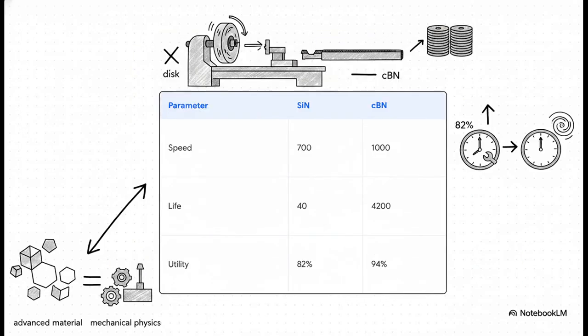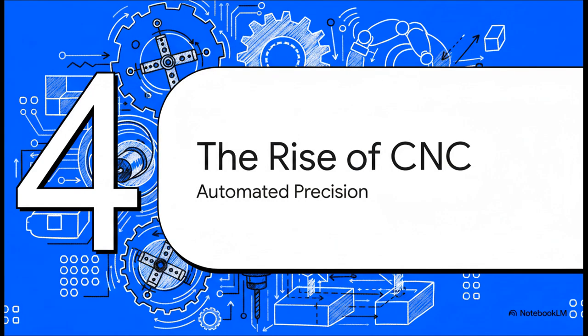The data on this is just incredible. By simply upgrading the cutting tool material from silicon nitride to cubic boron nitride, a manufacturer skyrocketed their tool life from just 40 discs to an astonishing 4,200 discs per edge. I mean, that perfectly proves that advanced material science is just as vital as the mechanical physics. And because the tool lasted so much longer, they weren't constantly stopping the lathe to swap out dull blades. This pushed their overall machine utility rate up from 82% to an incredibly efficient 94%, all while actually cutting faster. A total game changer.